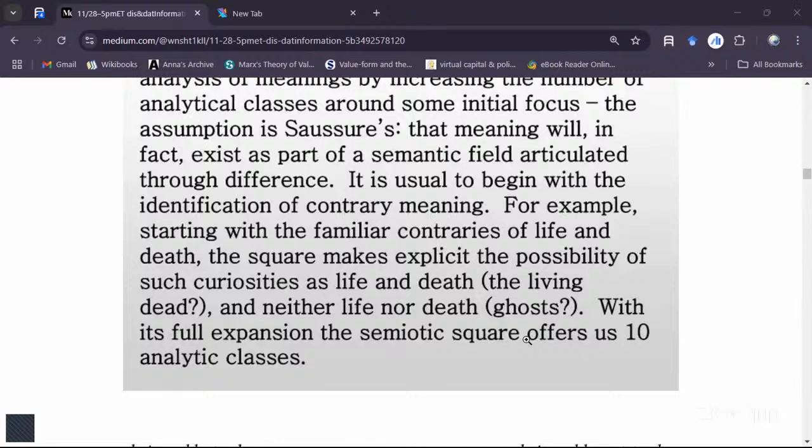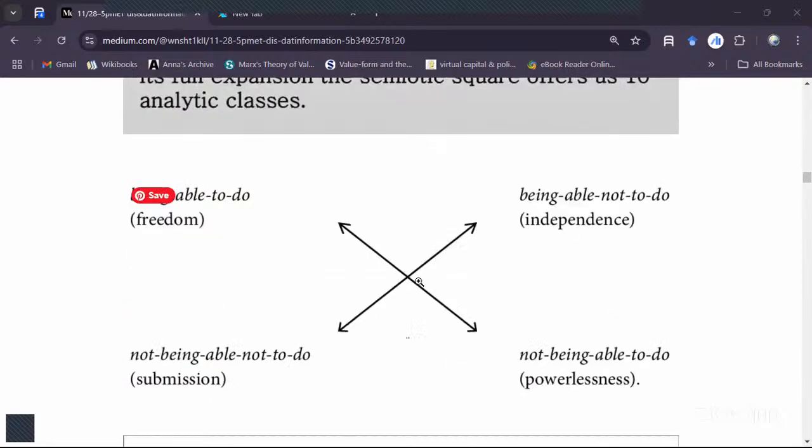Anyway, what you can see is that there are analytic categories that can be created, and they have logical things. And it goes back to Aristotle. Aristotle has a logical square that talks about things that are, things that are not, and about action. That is, things that you're able to do, things that you're able not to do. And then you can see in the cross, where they cross, there is something called not being able not to do, which is submission, and not being able to do, which is powerlessness.